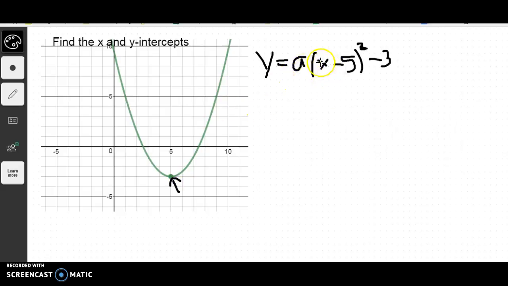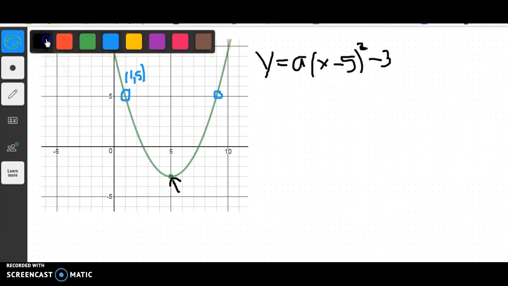Okay, and so on the previous targets, remember you guys struggled with, you left A and you actually had to find it. I can use any other point on my graph to help me find A. So I could use this point here, I could use this point over here. I just need to pick one of them. So let's use this point here, which is at 1, 5. So I'm going to plug in 5 for y and 1 for x.